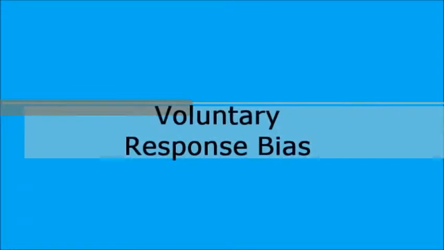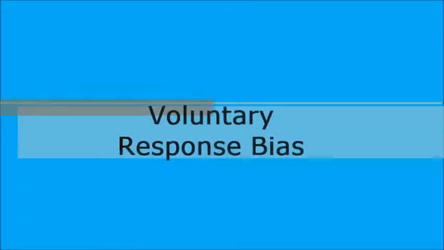This is non-response bias because the data collected does not fully represent the sample population. The fourth type of bias is called voluntary response bias. Voluntary response bias is when people choose to respond rather than using randomization to obtain a sample.